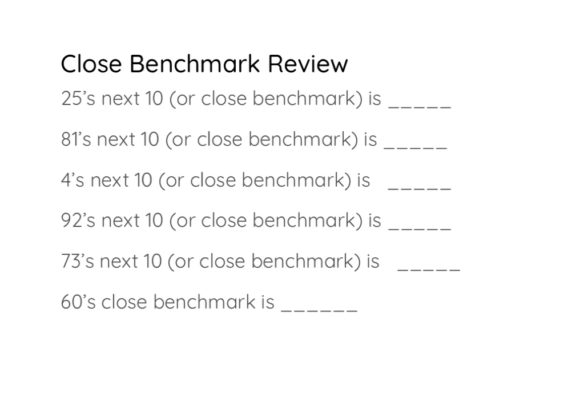All right, let's check your thinking. 25's next 10 or the close benchmark is 30. 81's next 10 or close benchmark is 90. 4's next 10 or close benchmark is 10. 92's next 10 or close benchmark is 100. Remember, 100 would also be the big benchmark.